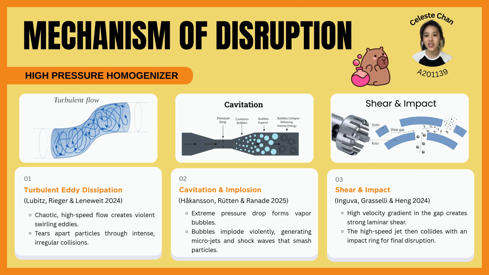Next is cavitation and implosion. An extreme pressure drop forms vapor bubbles in the fluid. These bubbles then implode violently, generating powerful microjets and shock waves that physically smash the particles apart.